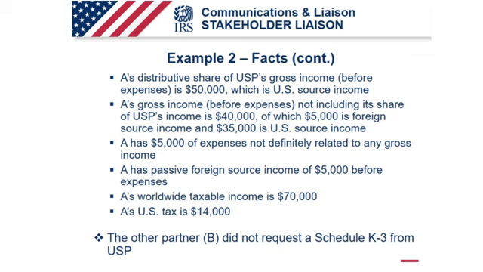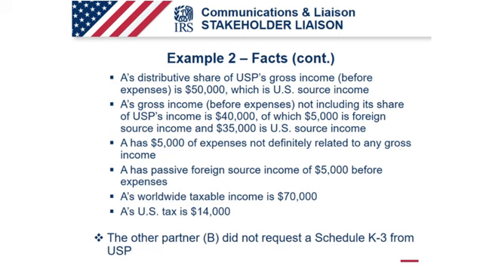A has $5,000 of expenses that's not interest this time, but it's a type of expense that's not definitely related to any gross income, and therefore is going to be allocated based on all your income proportionately. A has passive foreign source income of $5,000 before expenses. A's worldwide taxable income is $70,000, and A's U.S. total tax liability is $14,000.